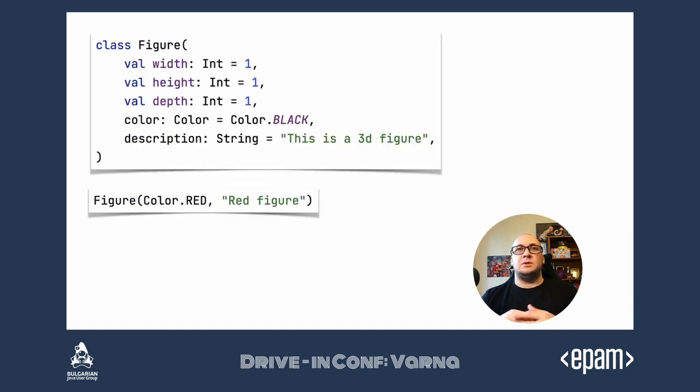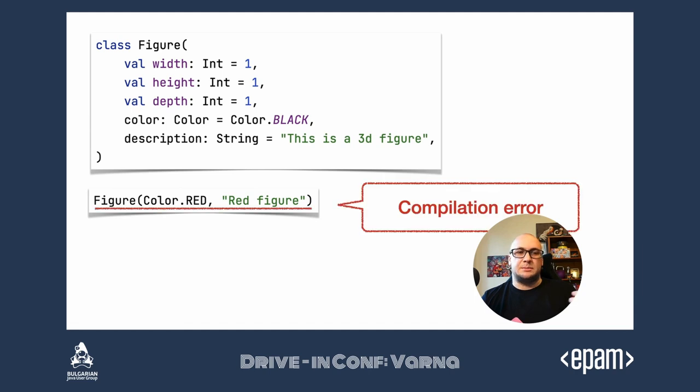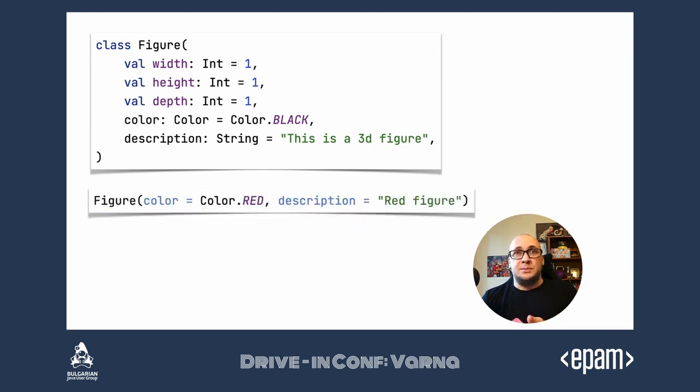However, when we have a long list of parameters, like in here, we have a class figure, and then we have 5 parameters, and we want to just specify a different color in the description, then it wouldn't work. It would be a compilation error because the compiler doesn't know which parameters it actually should use. However, with named parameters, this problem is resolved. We can just explicitly say which parameter we are assigning to.